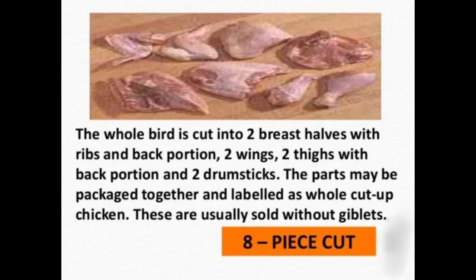The eight-piece cut. The whole bird is cut into two breast halves with ribs and back portion, two wings, two thighs with back portion, and two drumsticks. The parts may be packaged together and labeled as whole cut-up chicken. These are usually sold without giblets.